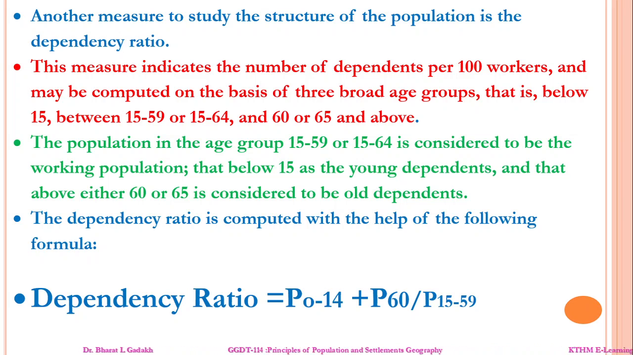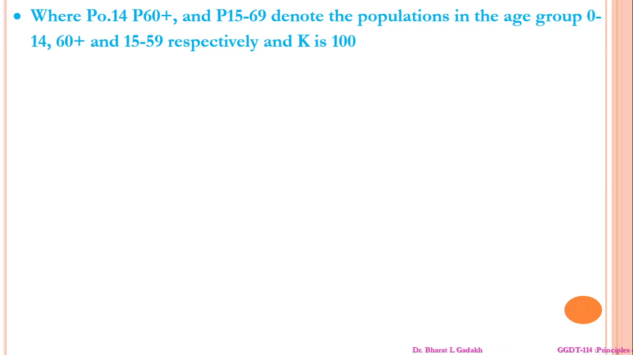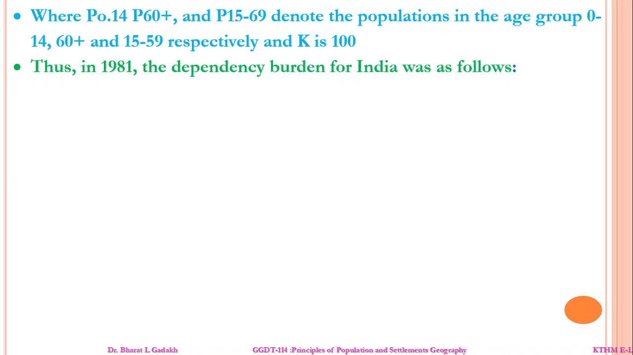Here P0 means the 0 to 14 age group, plus the 60 or 65 and above age group, which means the old population. These are the young dependents and old dependents, divided by the population of the working age group, 15 to 59 or 15 to 64, multiplied by 100. This is the dependency ratio formula.